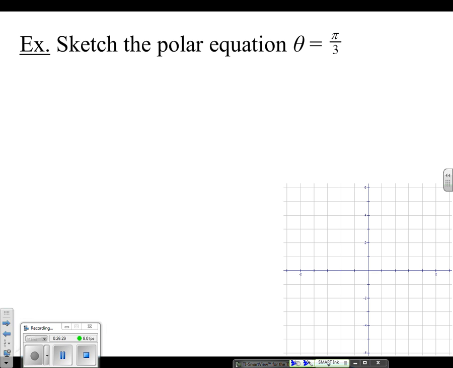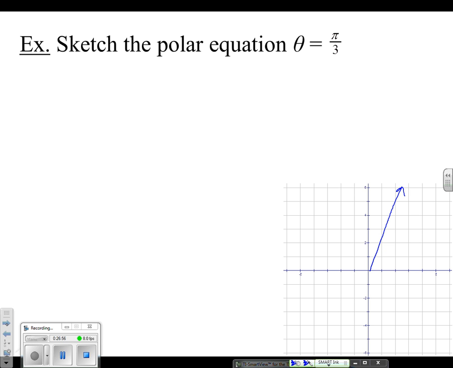Now sketch the polar equation theta equals pi over 3. So now we want all the points that are in the direction of pi over 3. The radius can be anything. Okay, we didn't mention r, so we are independent of r. R can be anything. Well, let's figure out where the direction of pi over 3 is. That would be this direction, and r can be anything. So I'm going to just keep going forever in that direction.